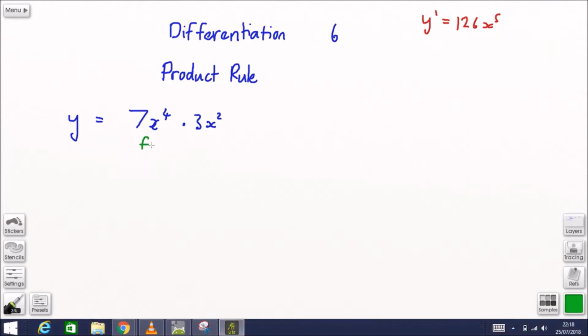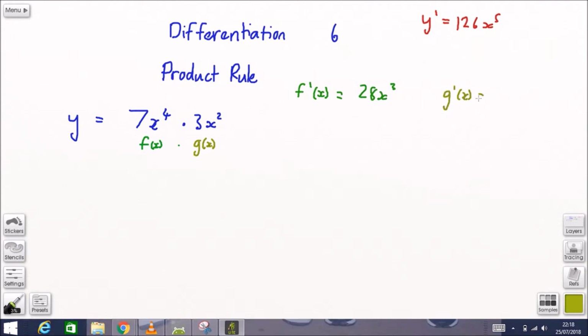To deal with these, you have to think of the function as being two separate functions multiplied by each other. We'll call them functions f and g. If we differentiate f, we get 28x to the power of 3. And if we differentiate g, we get 6x. It's not as simple as multiplying these two together, because when you do, we get the answer 168x to the power of 4, which, as you can see, is not the same as when we worked it out before.